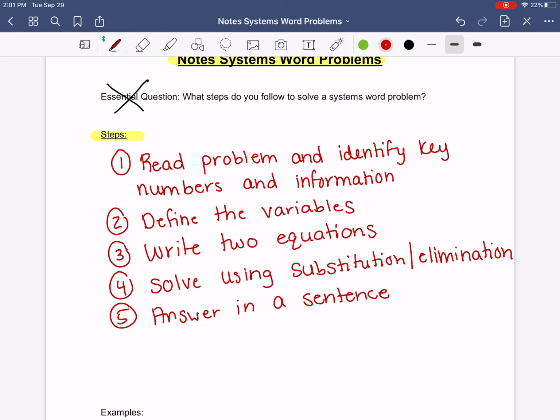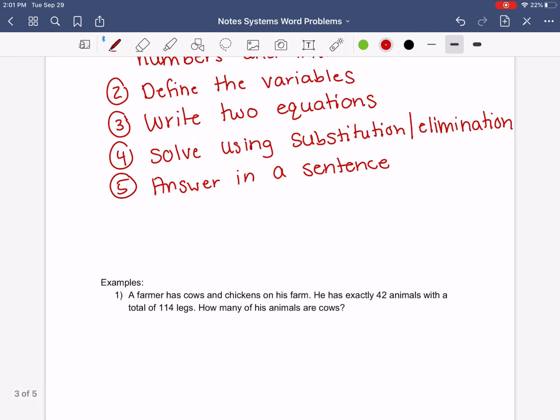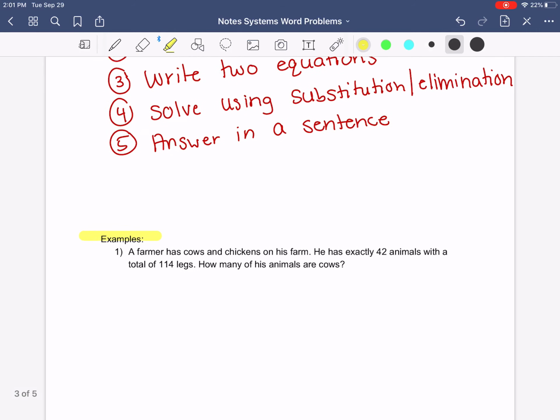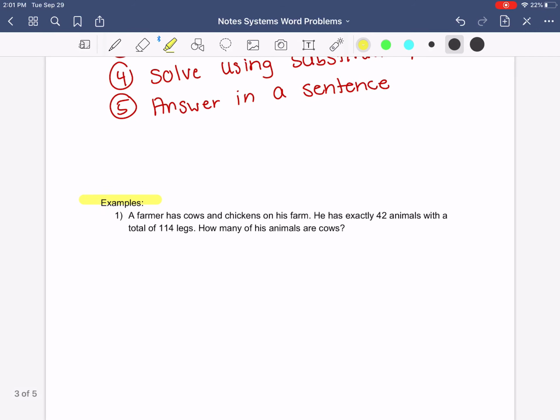So we're going to use these 5 little steps to do 3 examples. So you're probably going to have to pause the video to copy them down. Our first example says, a farmer has cows and chickens on his farm. He has exactly 42 animals with a total of 114 legs. How many of his animals are cows? So when I read through my problem, it says that a farmer has cows and chickens. So that's some important information. He has exactly 42 animals, and they have a total of 114 legs.